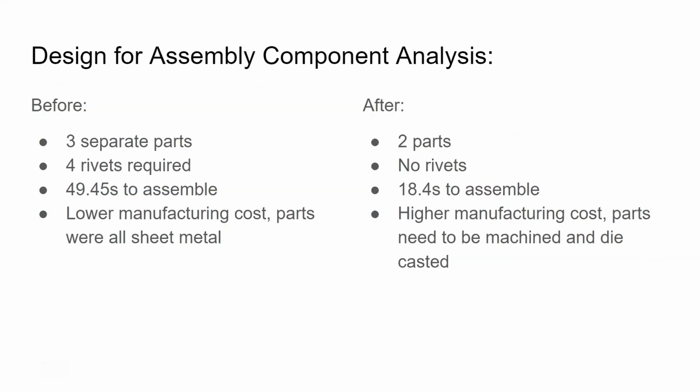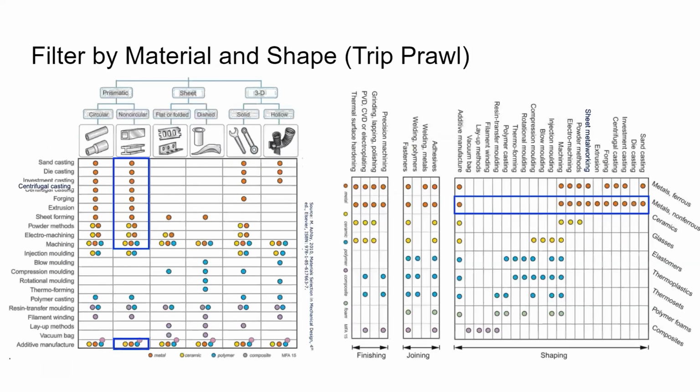We've also eliminated fasteners. So, a quick before and after analysis. Before, we had 3 separate parts, 4 rivets required, and about 50 seconds to assemble. Afterwards, we only have 2 parts now, no rivets. It takes about 20 seconds to assemble, but likely a slightly higher manufacturing cost than previously.